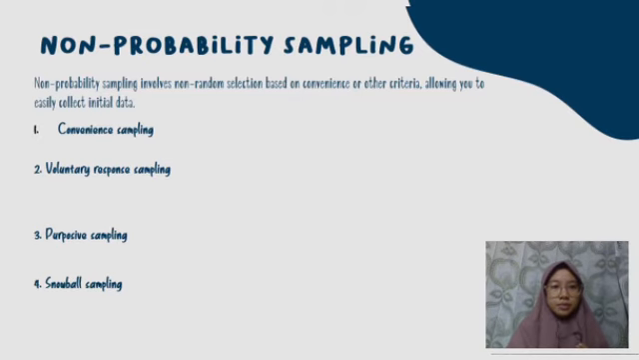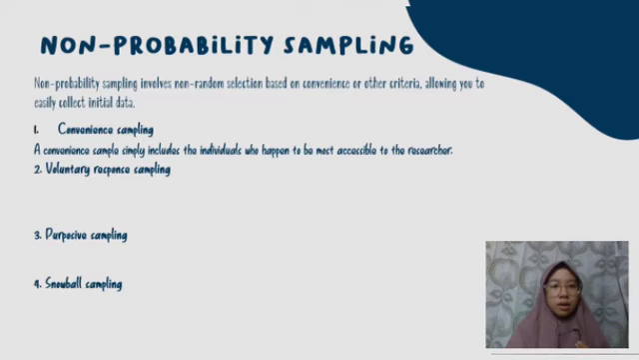Convenience sampling is a sample that simply includes the individuals who happen to be most accessible to the researchers.